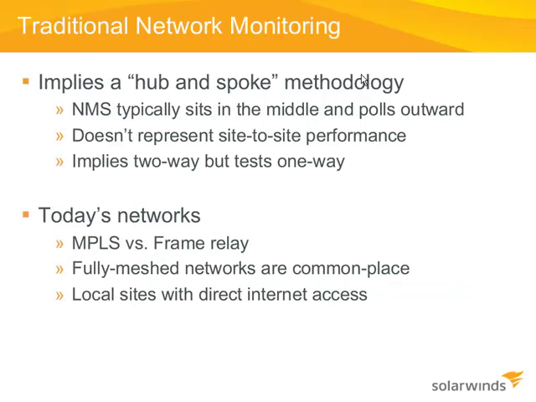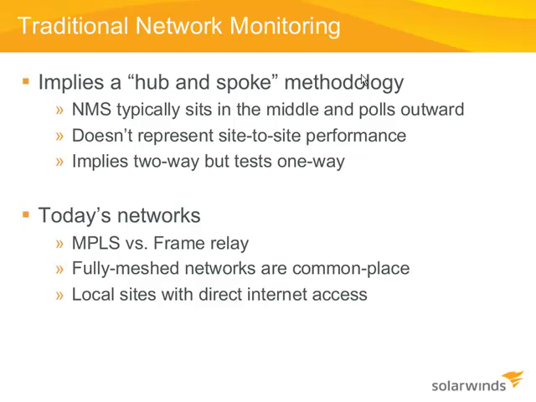Some problems with traditional network monitoring. Let's just take Orion, for example. Whether it's Orion or OpenView or whatever you guys are using out there, you have an NMS sitting in the middle of the network and it's pulling outward. Regardless of your network topology, it implies hub and spoke style monitoring, meaning all of the monitoring is done from the perspective of this central NMS. And it doesn't represent site-to-site performance very well.